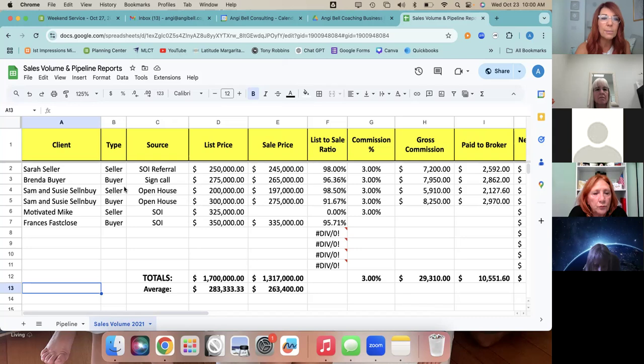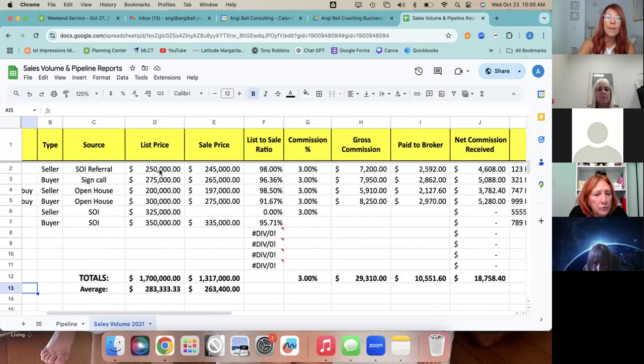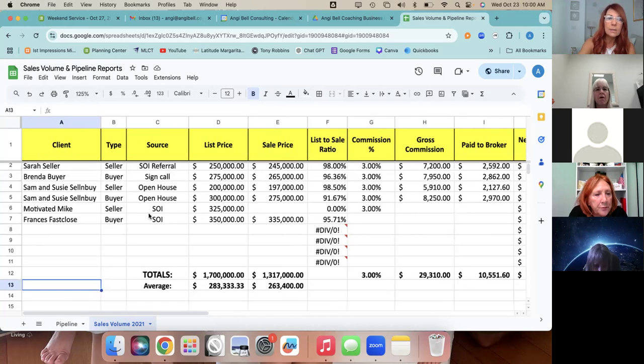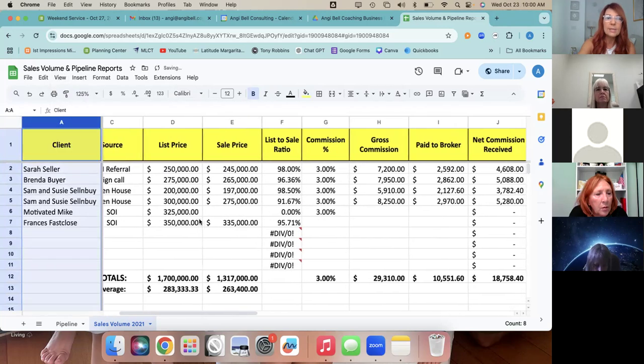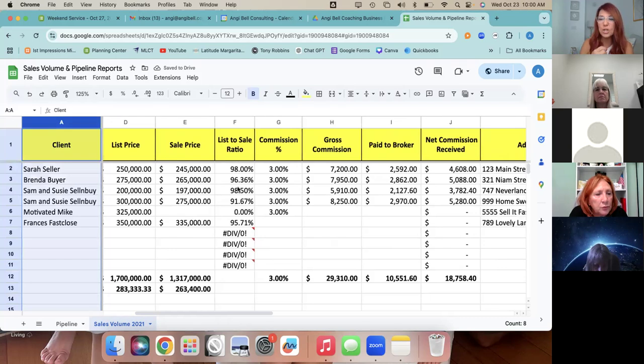Okay, so here's the sales volume. Again, you're just copying over this information of the name, the type, and the source. Here's the list price. Let me freeze that. Here's the list price and the sale price. I've built in a ratio calculator. That's useful because at the end of the year, you can go back and look. You can sort by seller and you can see if you're able to get your sellers more than the average bear. If you sort by buyers, hopefully you're getting your buyers less than the average bear, right? You want to make sure you're doing those things, but this will calculate it.